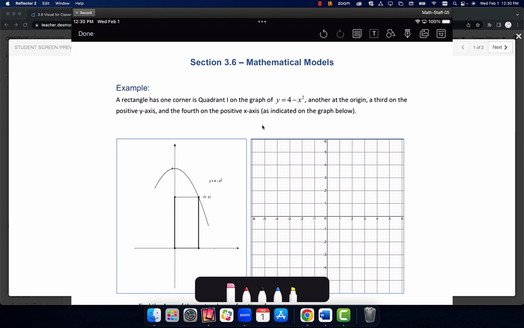In this lesson, we'll be looking at mathematical models. In our first example, a rectangle has one corner in quadrant 1 on the graph of y equals 4 minus x squared. Another is at the origin, a third is on the positive y-axis, and a fourth on the positive x-axis. So this point that is on the quadratic is allowed to move, and as it moves, the rectangle is changing its shape and its area.